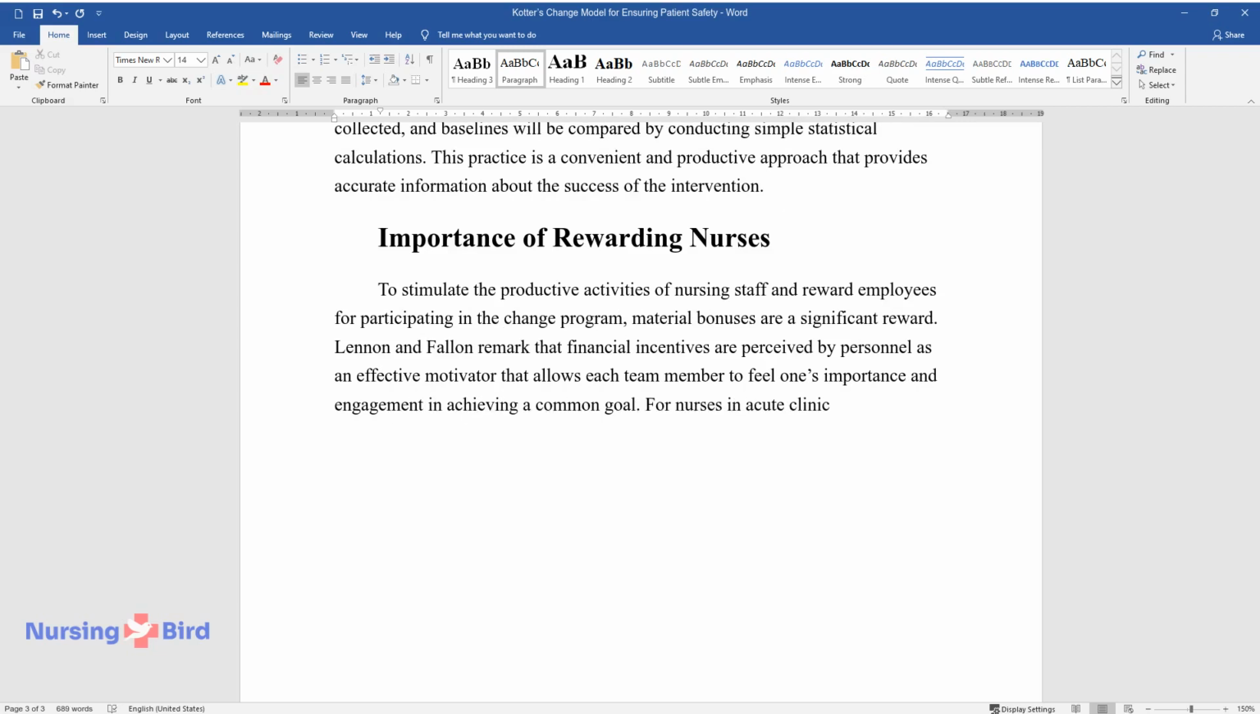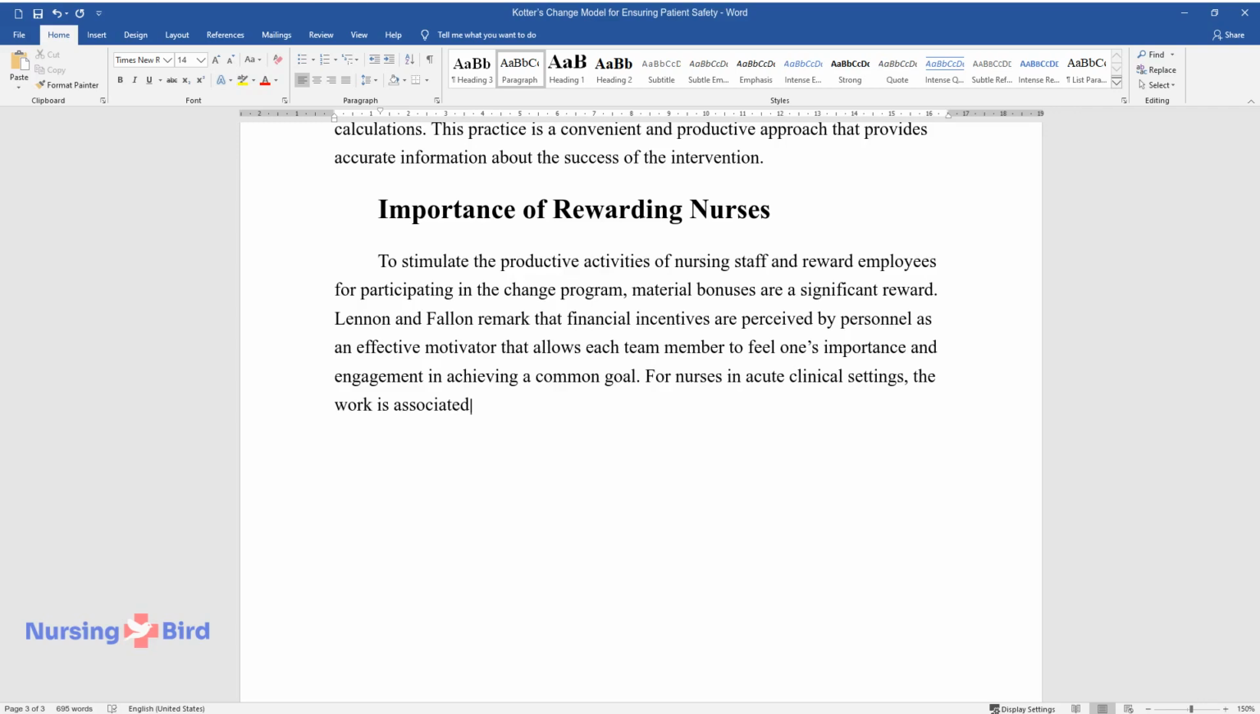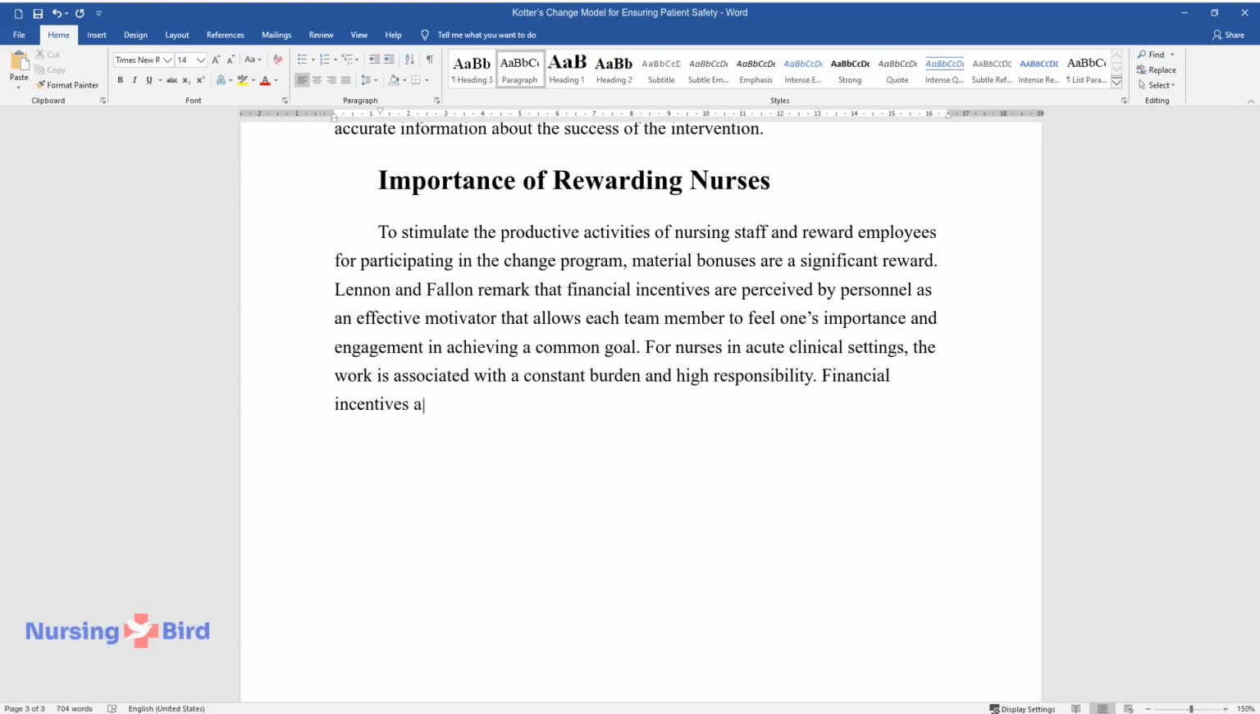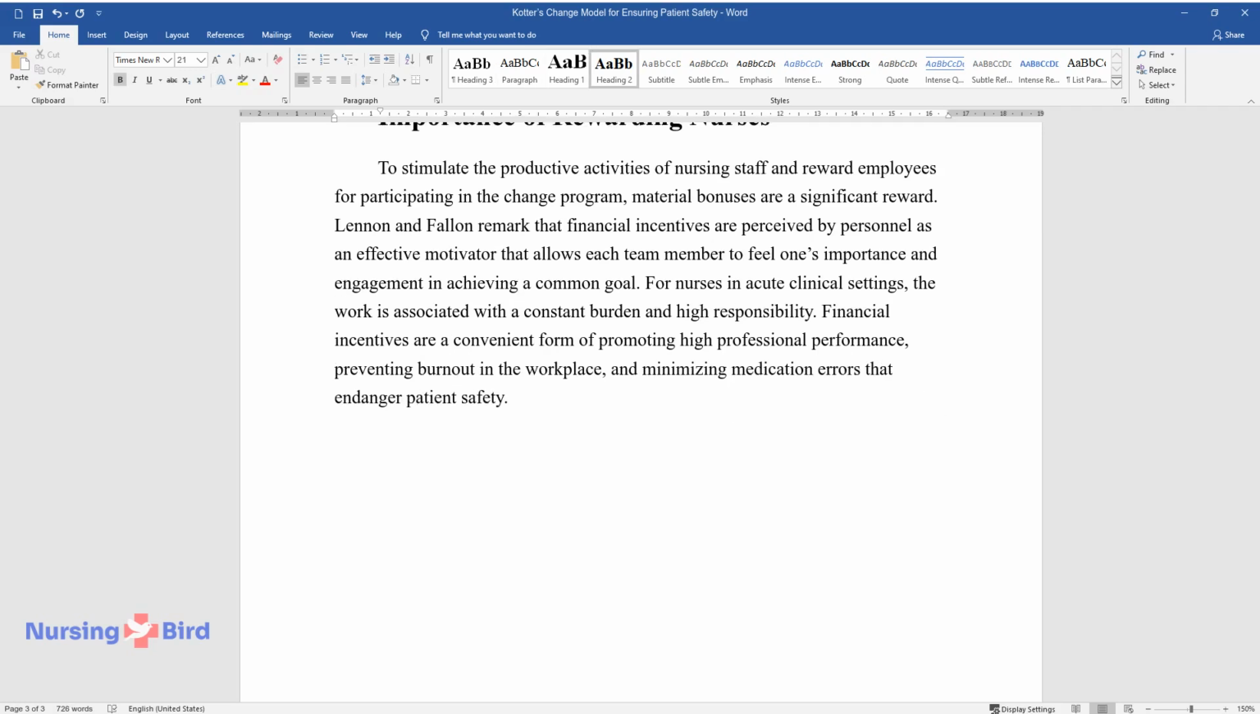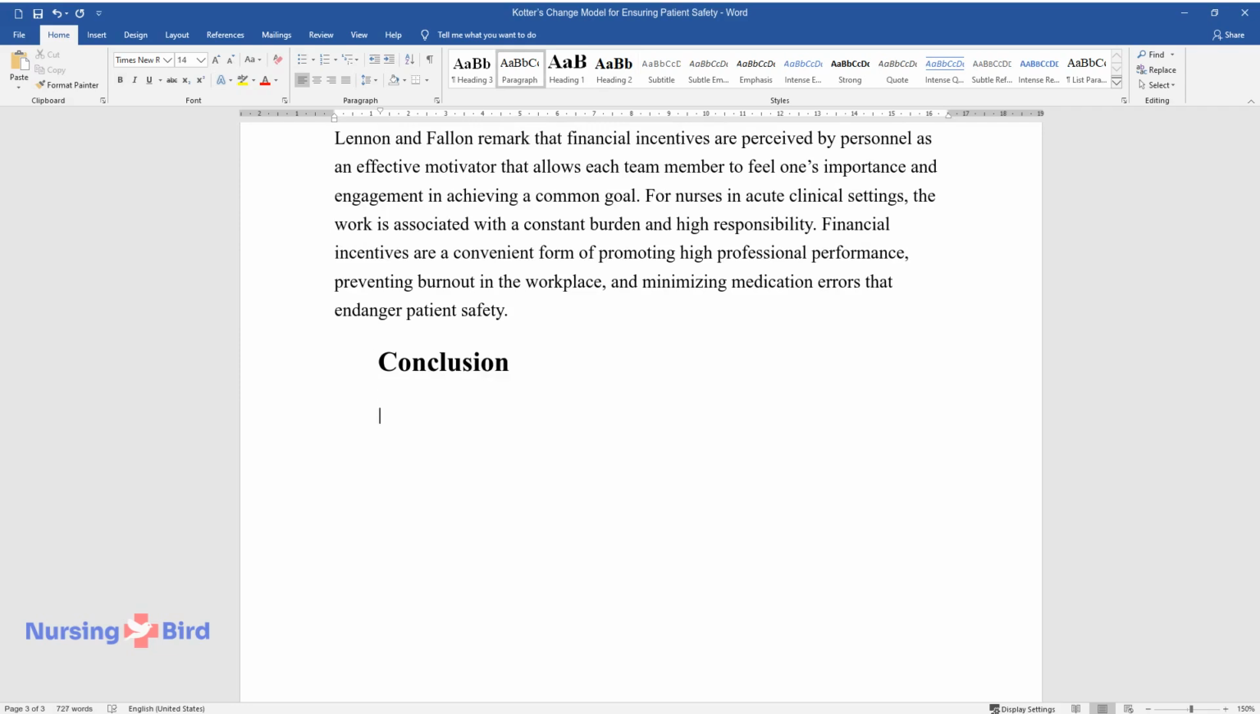For nurses in acute clinical settings, the work is associated with a constant burden and high responsibility. Financial incentives are a convenient form of promoting high professional performance, preventing burnout in the workplace, and minimizing medication errors that endanger patient safety.